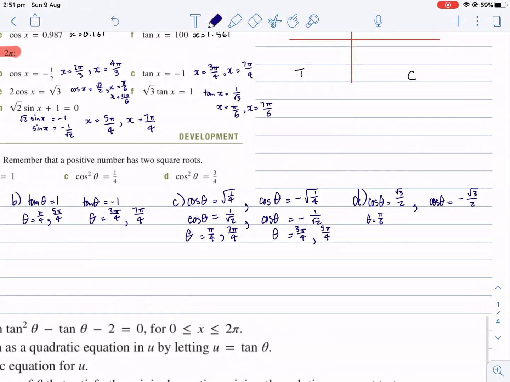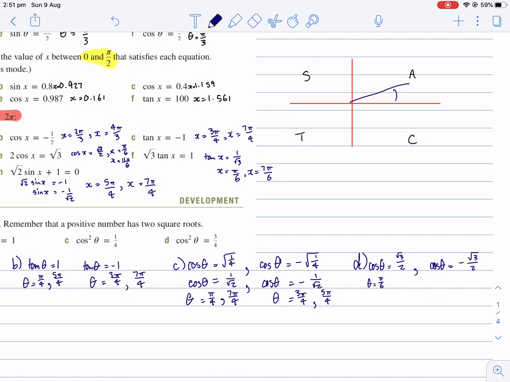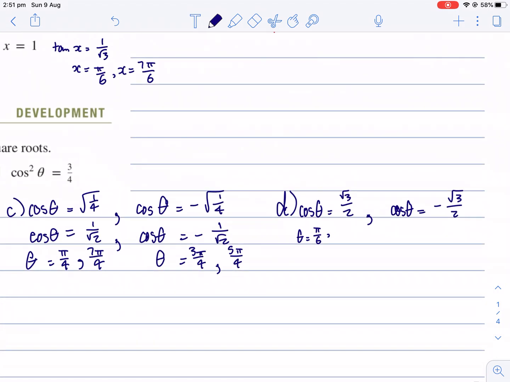The other value that's going to give us a positive, so pi on 6 is, we want this way, so 2 pi take 1 on 6, 11 on 6, so it's 11 pi on 6.